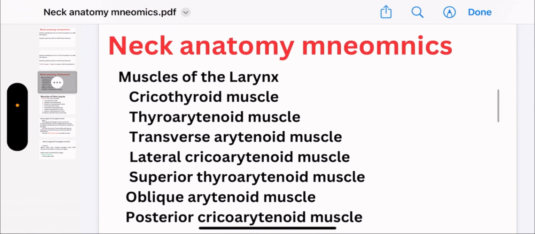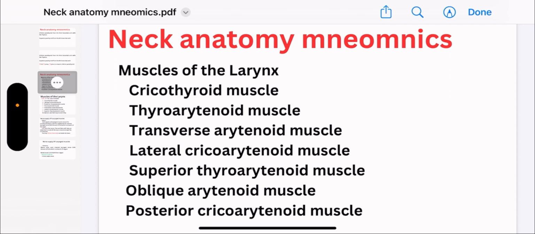Muscles of the larynx are cricothyroid muscle, thyroarytenoid muscle, transverse arytenoid muscle, lateral cricoarytenoid muscle, superior thyroarytenoid muscle, oblique arytenoid muscle, and posterior cricoarytenoid muscles. How can you remember all of these muscles?